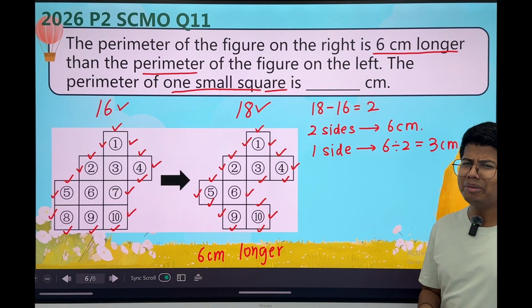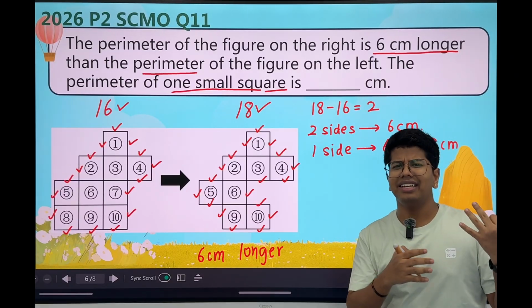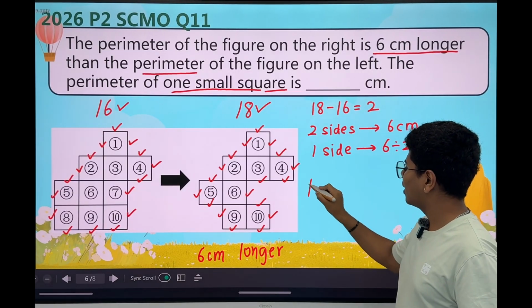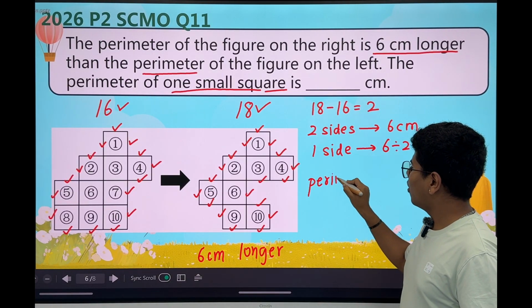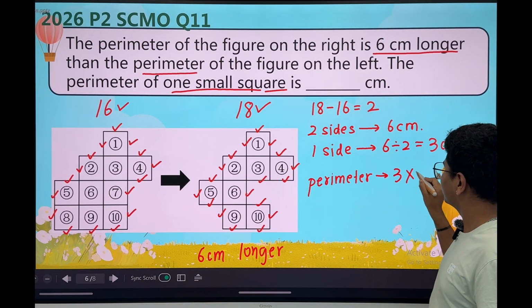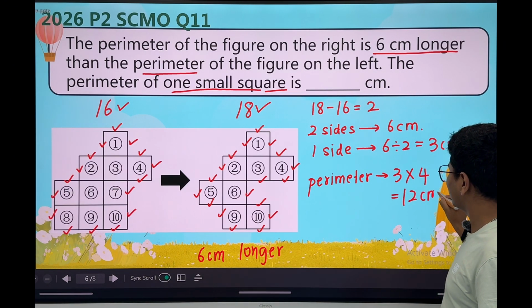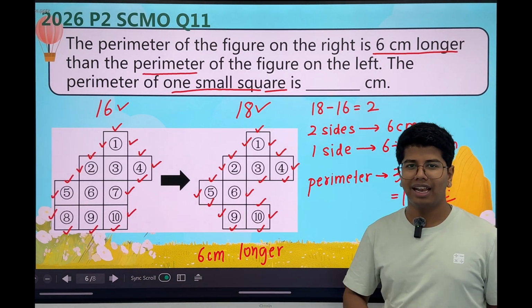How to calculate the perimeter? Oh, it's just 3, 4 times. So, to calculate the perimeter, what we can do is, we can just take 3 and times it by 4. And 3 times 4 is how much? 12 centimeter. And that's the final answer.